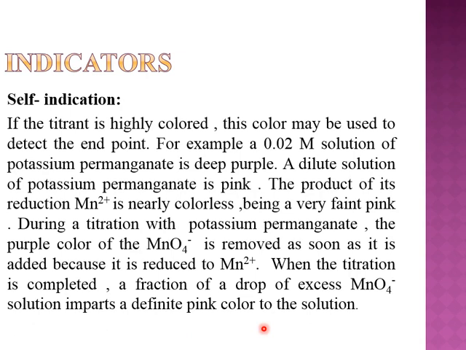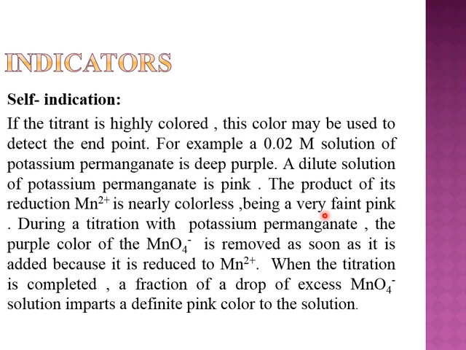Here we discuss different indicators used for oxidation-reduction titration. Firstly, the self indicator. The self indicator is mainly potassium permanganate because it has an intense color. If the standard titrant solution is highly colored, the color can be used to detect the endpoint without need for an external indicator. For example, a 0.02 molar solution of potassium permanganate is deep purple. A dilute solution is pink. The product of its reduction, Mn+2, is colorless.